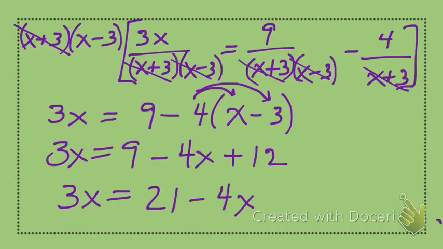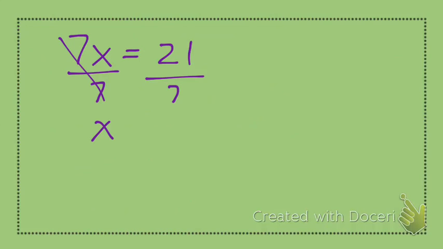Let's put our x's on the same side of the equal sign. To do so, let's add 4x to both sides. Then our x's are on the left. We have 7x, our number is on the right. 7 times a number makes 21. When we divide by 7, we find the solution to the equation is 3.